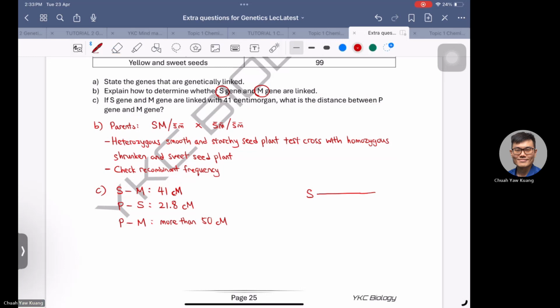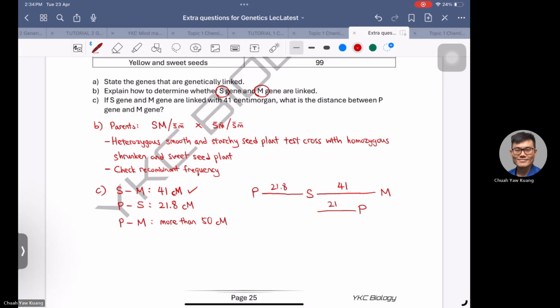The distance is 41 map units or 41 centimorgan. Okay, so this one, yes. Second, the distance between P and S is 21.8. So that means that P can be here, P can be here also. It's either one.